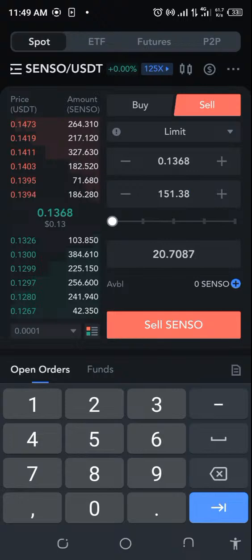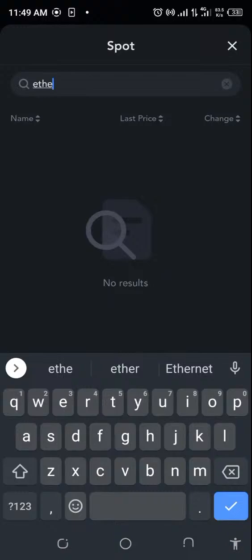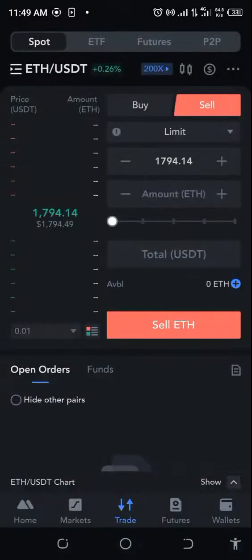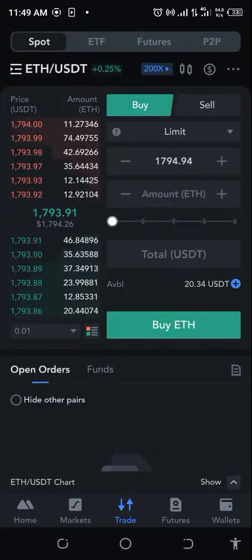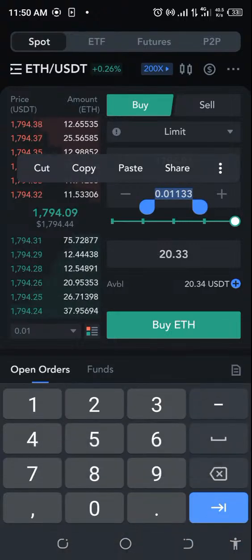So let's go ahead. We need to buy ETH. Now, I hope by the time we are done, we will still have this. Anyways, let's quickly go and do this. Okay, so that's ETH. First thing we need to do is buy ETH. And then, how much is it picking up? Just about 20.33. Let's go ahead and buy.